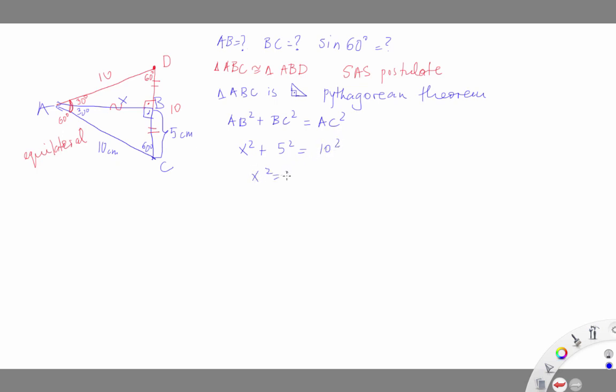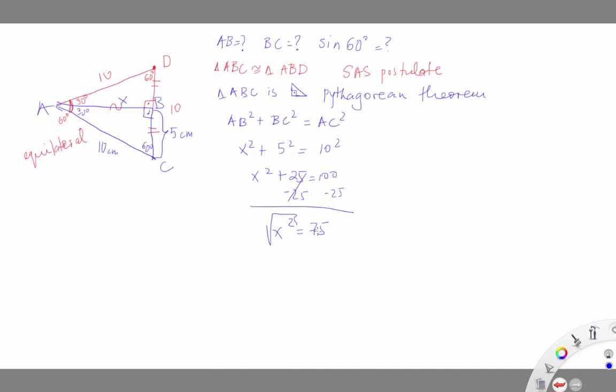X squared plus 25 equals 100. Sorry, 10 squared, I made a mistake. How do I solve this equation? I want to eliminate 25. I subtract it on both sides. X squared is equal to 75. Now, I also tell you that I don't want you to use a calculator. I don't want you to simplify those answers to some weird decimals. I want you to keep them as square roots and radicals.